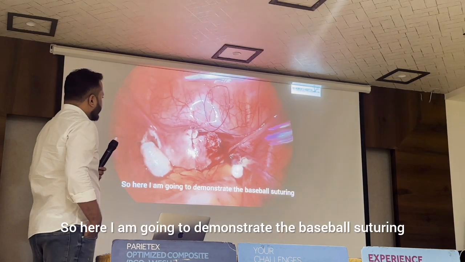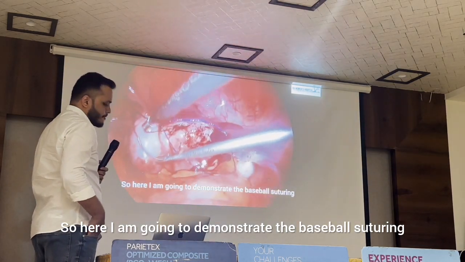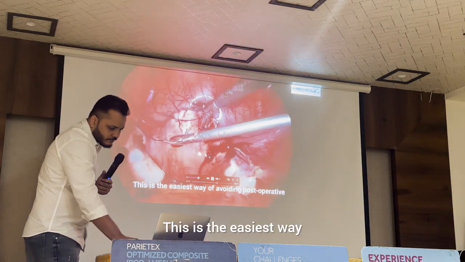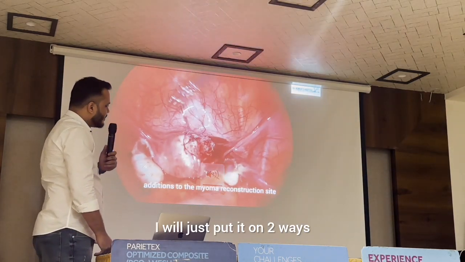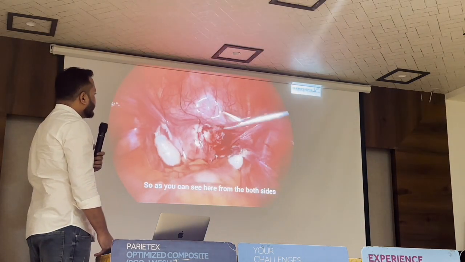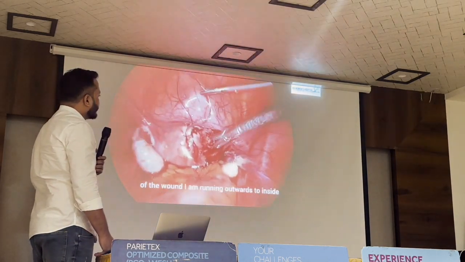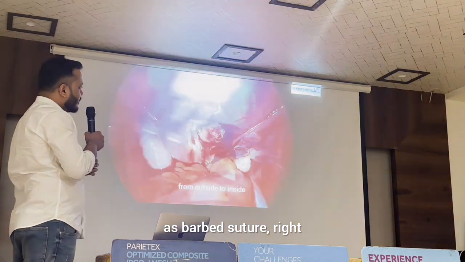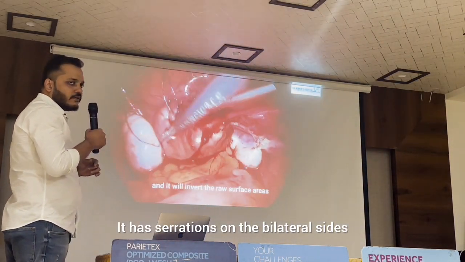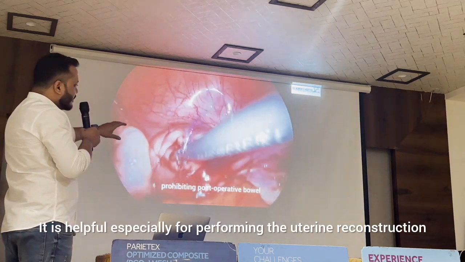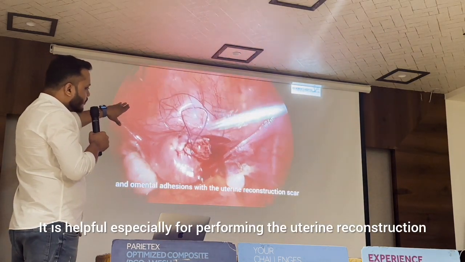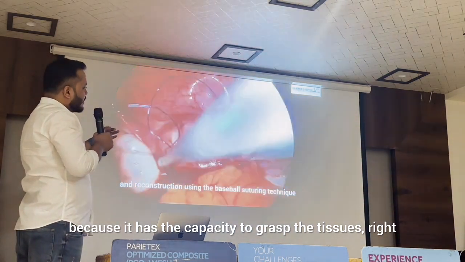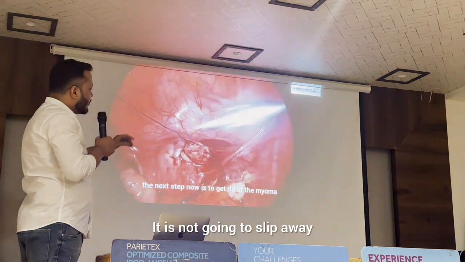So here I am going to demonstrate the baseball suturing, which is commonly used for uterine reconstruction. This is the easiest way. I will just put it on 2x, the suturing part. See, this is a special type of suture called barb suture, right? It has serrations on the bilateral sides. It is helpful especially for performing uterine reconstructions because it has the capacity to grasp the tissues, right? It is not going to slip away.